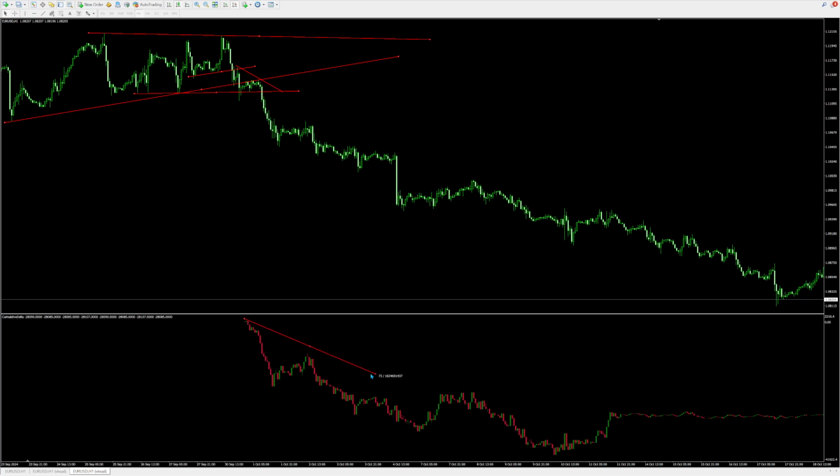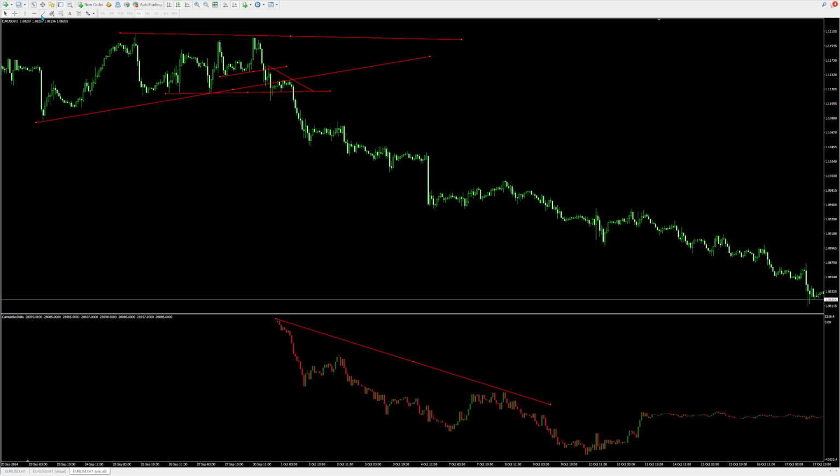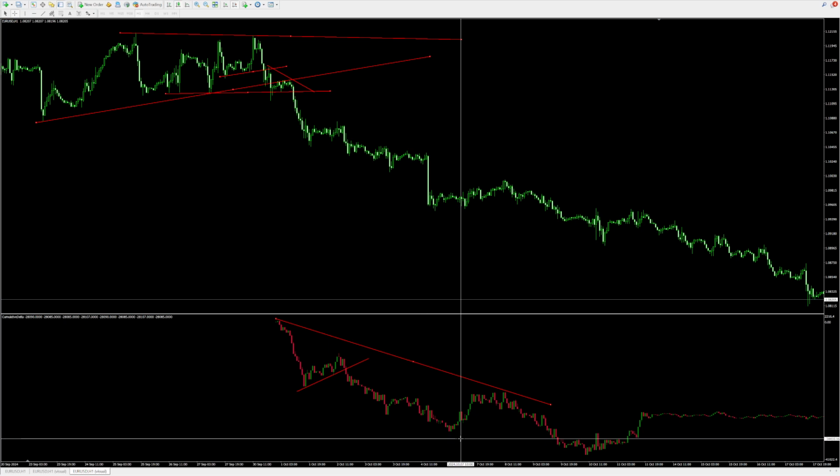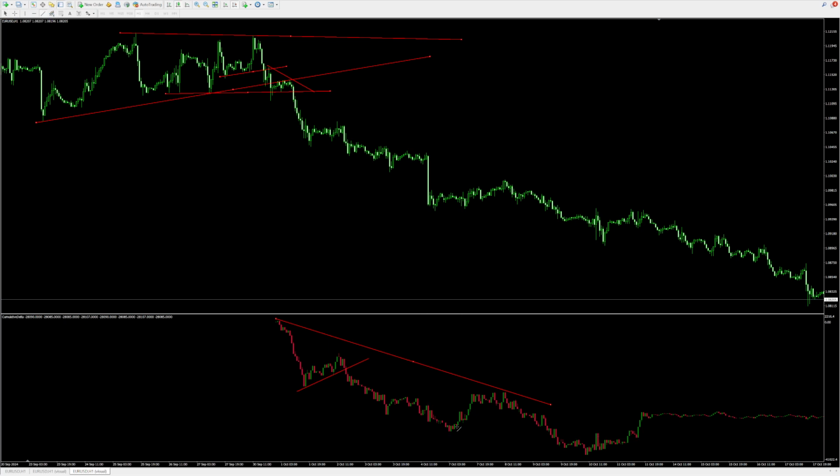So we can see clearly that we're in a downtrend. You can mark your support levels on there as well, and just wait for a breakout. And then just trade the breakout. Again, here, you can draw your support level.